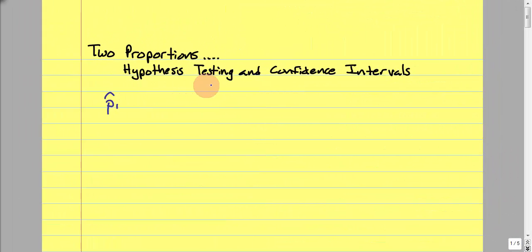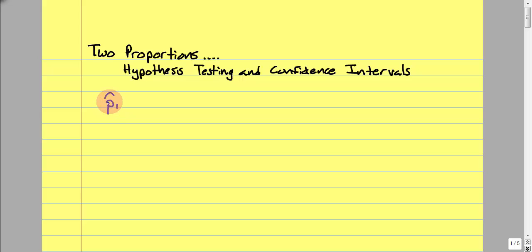We'll be looking at hypothesis testing and confidence intervals in this section, so much of what we'll be covering will be very familiar. The only difference is that in this section we'll be working with two proportions instead of a single proportion. Let's go over some of the notation that you'll see and some of the formulas that you'll need. First of all, you'll see p hat 1.